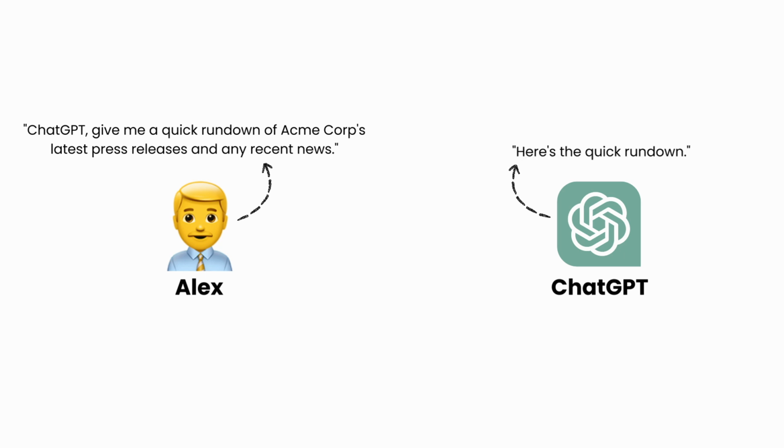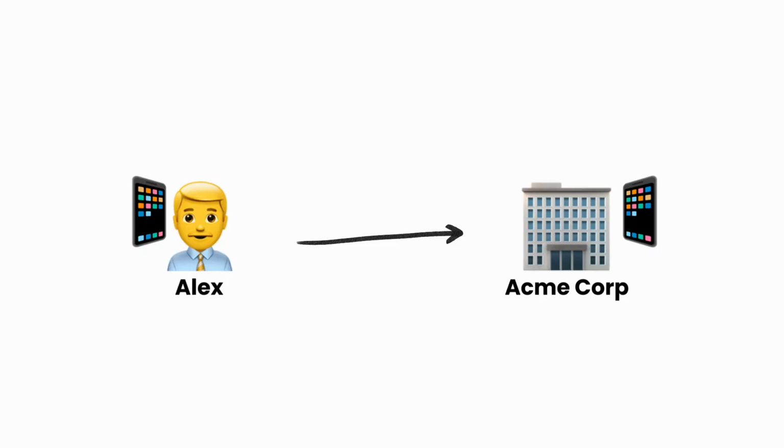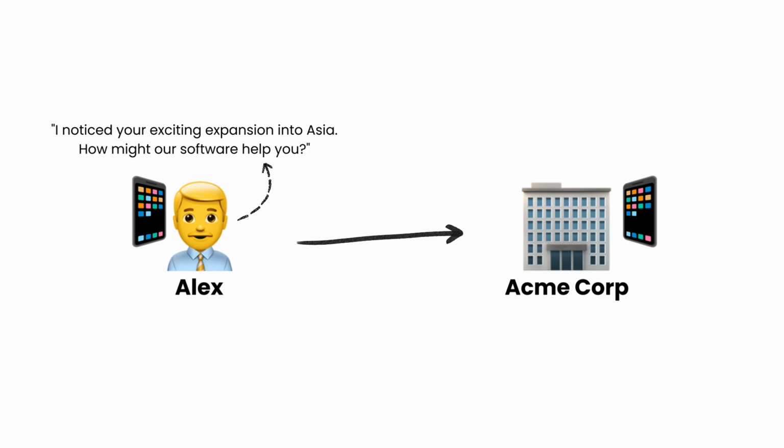In seconds, Alex would get a concise summary, and he could literally talk to GPT about whatever it has found about the company. When the call starts, Alex can smoothly say something like, oh, I noticed your exciting expansion into Asia. How might our software help you? This shows that Alex did the research, so he's more prepped for the meeting. It's a much easier and more natural way to do the research quickly and know what's going on. But let me show you a demo, and I'll tell you how to make this for yourself.